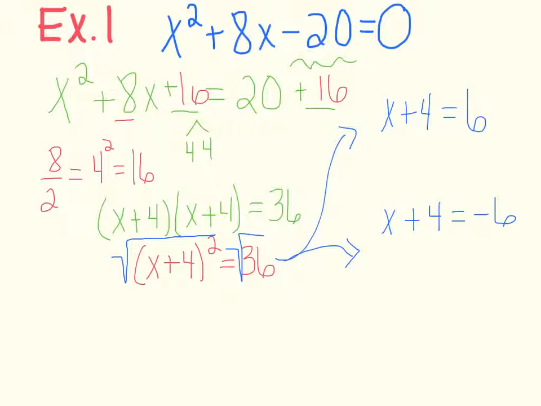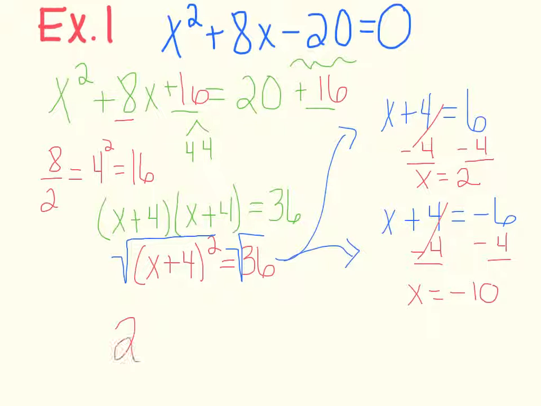So we have these two linear equations, and we're going to solve for our two values of x. The first one, we're going to subtract 4 from 6 and get x equal 2. And the second one, we're also going to subtract 4 from negative 6 and get x equals negative 10. So our two final answers for this quadratic equation are 2 and negative 10.